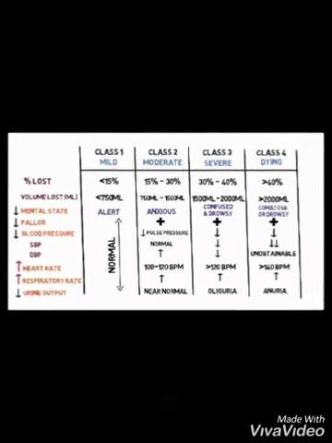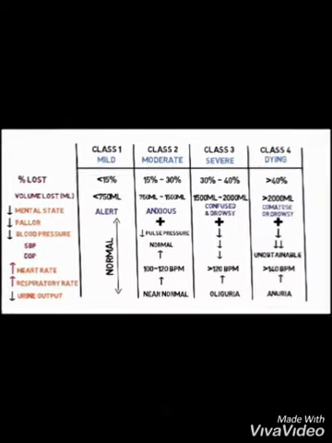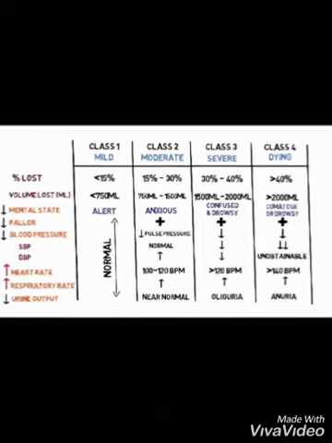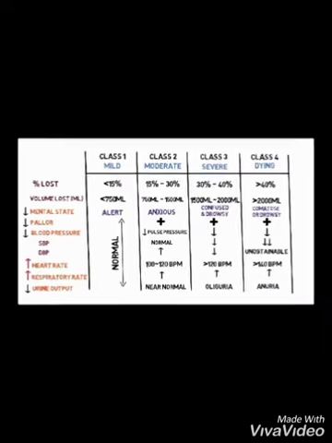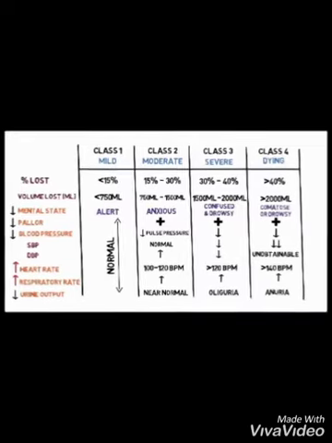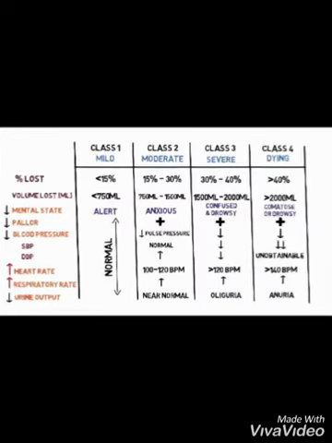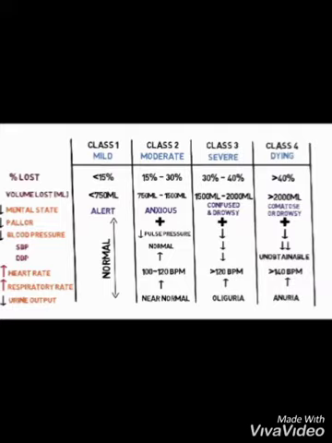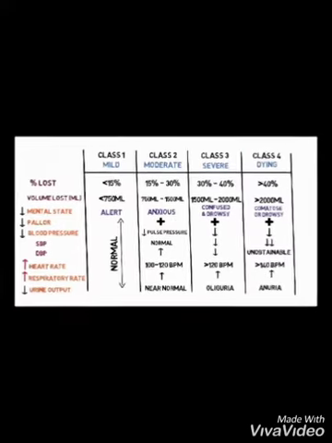Hypovolemic shock can be divided into 4 classes: Class 1, Class 2, Class 3, and Class 4. It can also be divided into mild, moderate, severe, and dying. First, it depends on the percentage of the blood loss.